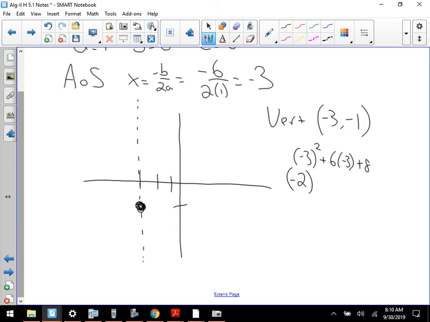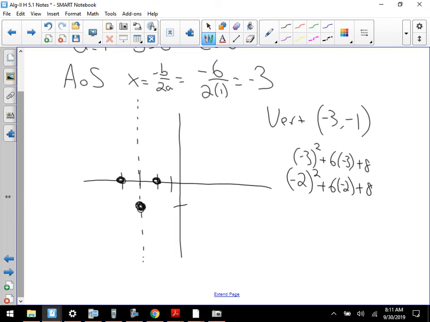So we have -2, I square it, I add to it 6 times -2, and then I add 8. So I have 4 minus 12, and add 8, you get? 0. So at -2, it's 0. Now, how far away was -2 from the axis of symmetry? 1. So that means if I go 1 the other direction from the axis of symmetry, what should my ordered pair be? -4 and 0. That's exactly right.